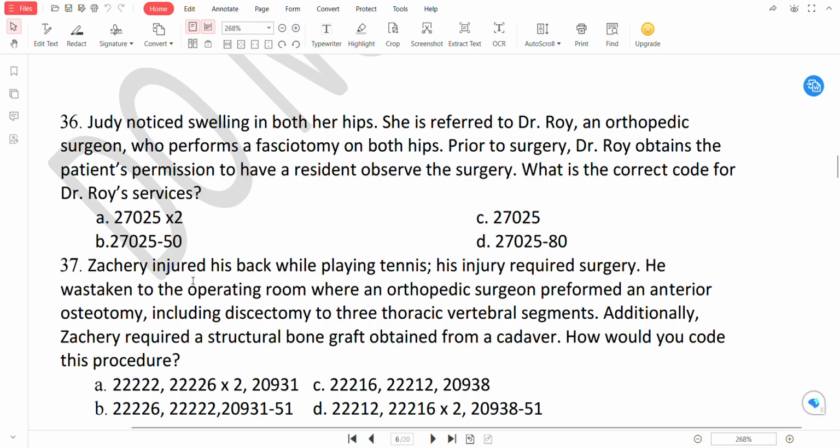37. Zajari injured his back while playing tennis. His injury required surgery. He was taken to the operating room where an orthopedic surgeon performed an anterior osteotomy, including discectomy of 3 thoracic vertebral segments. Additionally, surgery required a structural bone graft obtained from a cadaver. How would you code this procedure?